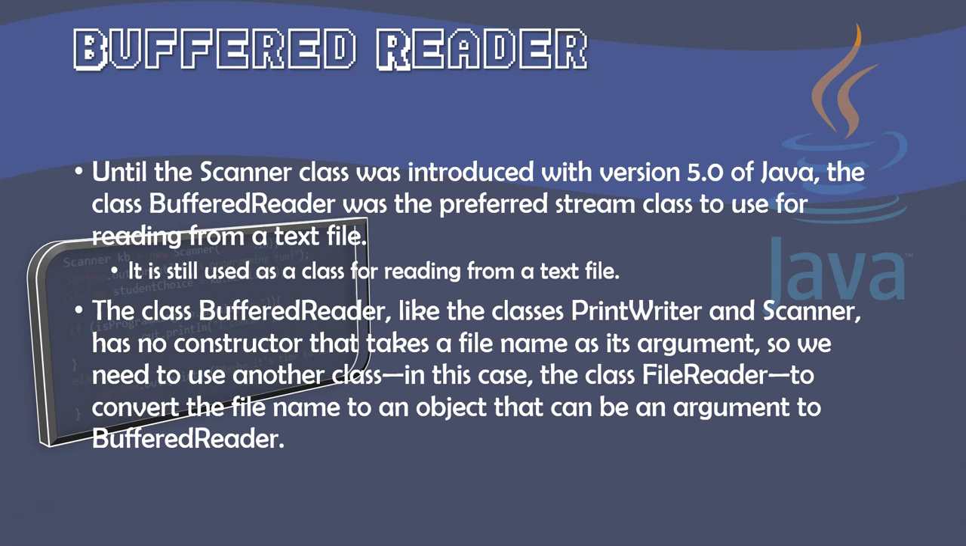Now, the class BufferedReader, much like our classes PrintWriter and Scanner, has no constructor that takes a file name as its argument. So we need to use another class, in this case FileReader, to convert that file name to an object that can be used as an argument for BufferedReader.